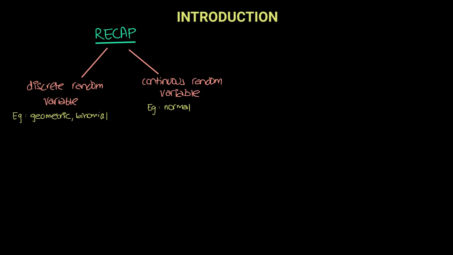And the types of discrete random variables that we particularly studied were the geometric random variable and the binomial random variable. For the binomial distribution, we were looking at a number of successes, and they were all discrete values: 1 success, 2 successes, 3 successes, and so on. And for the geometric random variable, we were looking at the number of trials needed to reach a success. So we needed either 1 trial, 2 trials, 3 trials, and so on. These were all discrete values.